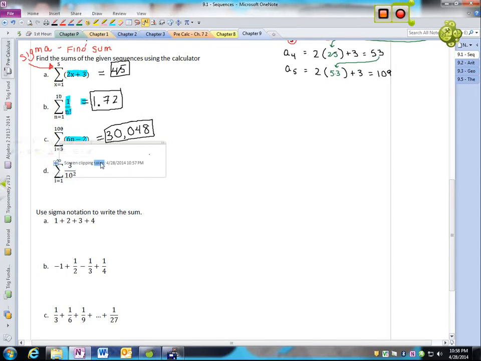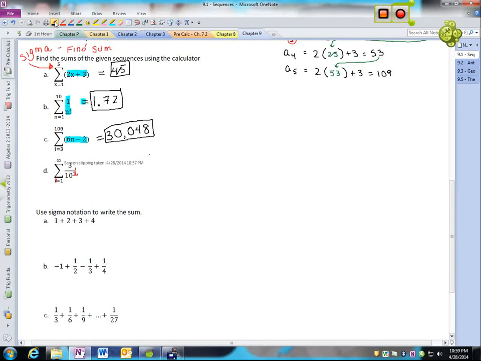Just a second, I have to get rid of this. I don't like it on there. Oh, forget it. Okay, 3 over 10, nope, that should not say squared. That should say I. Change that to the letter I. 3 over 10 to the I, because we're allowing I to start at 1 and go to infinity.